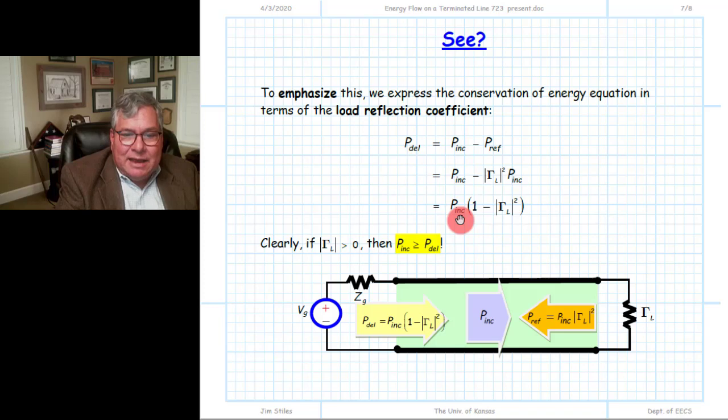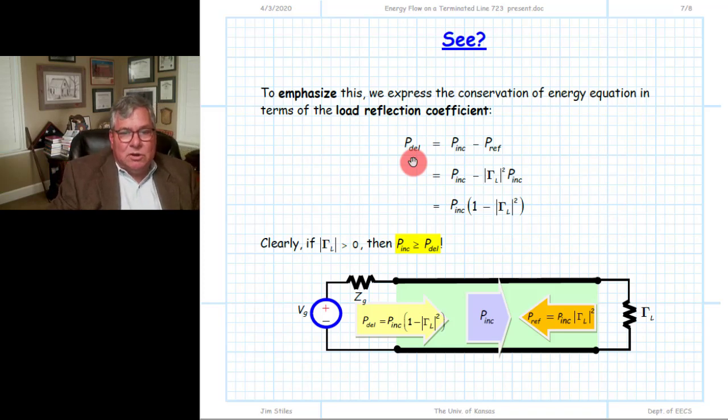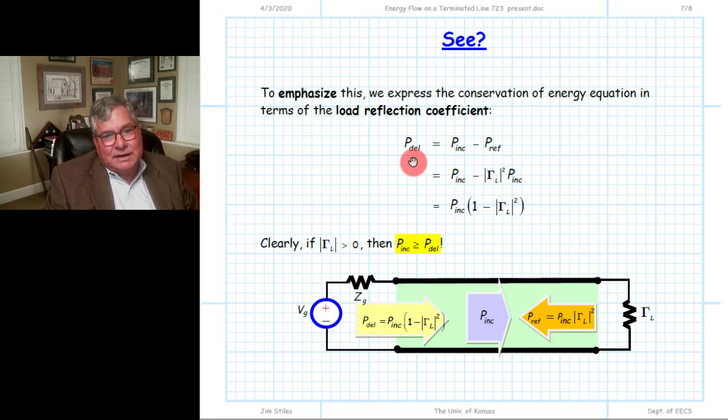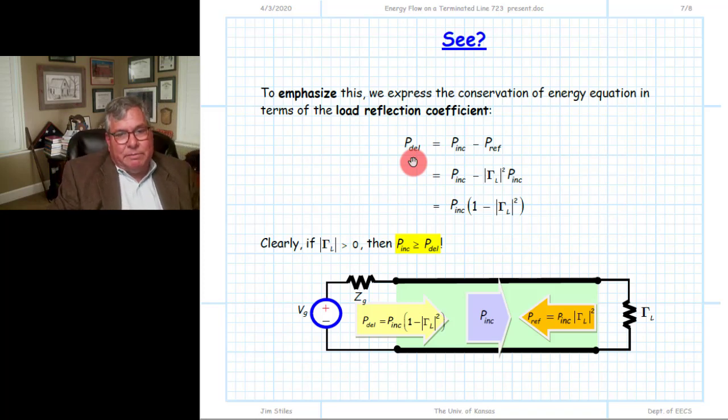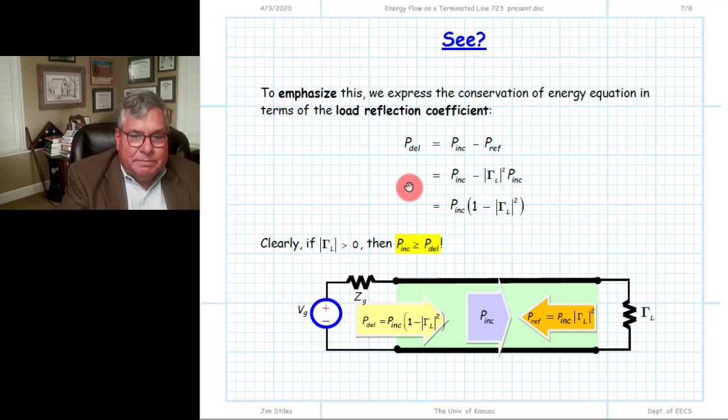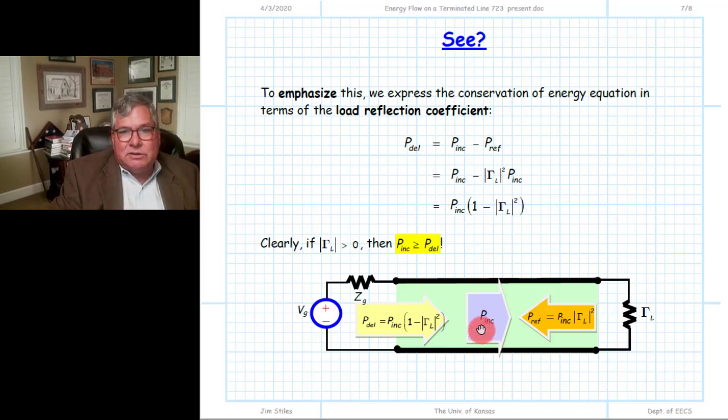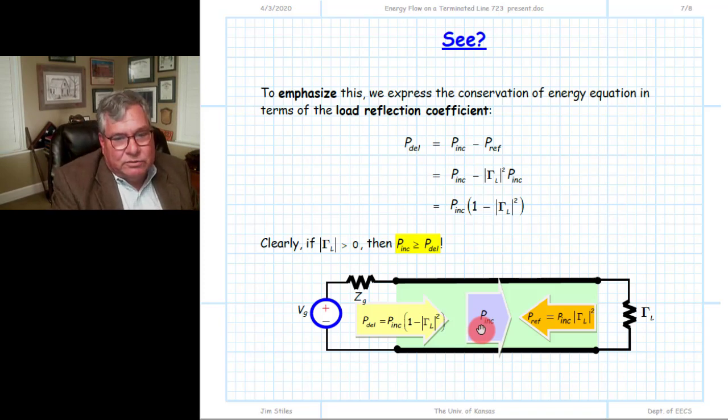And so we go back again. If gamma L squared is equal to, let's say, 0.25, that means 25% of the incident power is reflected. That likewise means that 75% of the incident power is equal to the delivered power. And so we can take the incident power and parse it into two parts: the part that is reflected, and the other part, which is the power that is delivered by the source. The delivered power plus the reflected power is equal to that incident power. And because of that, we have an incident power that generally is the largest of all of those values.